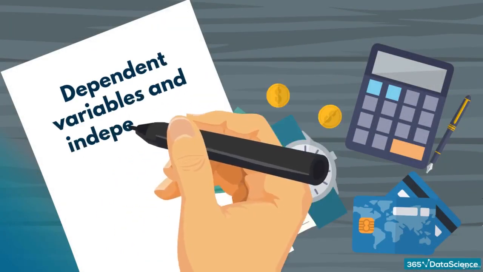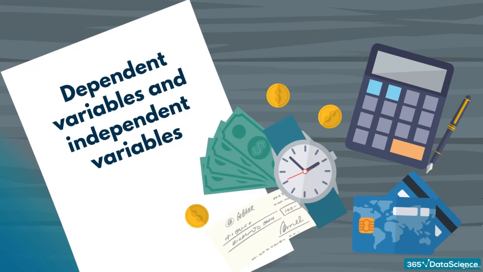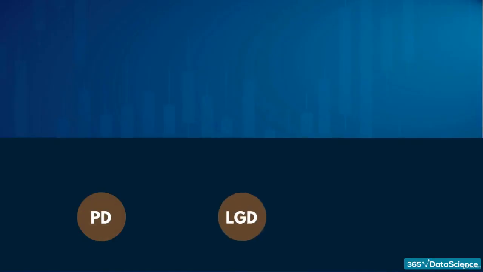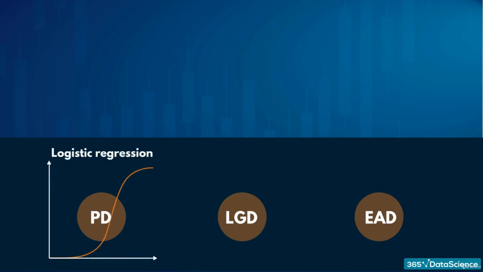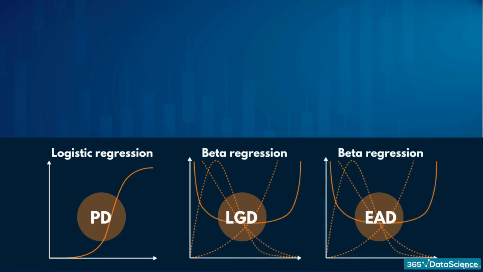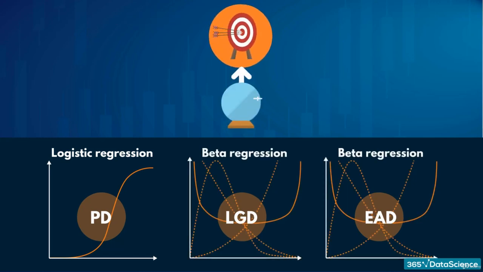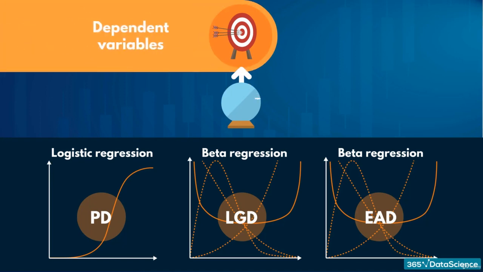Dependent variables and independent variables. Welcome back. In the next couple of lectures, we are going to build a probability of default model, a loss given default model, and an exposure at default model. All of these will be regression models. For the PD model, we are going to use a logistic regression, while for the LGD and EAD models, beta regression. These models will help us predict our outcomes of interest, also called dependent variables.